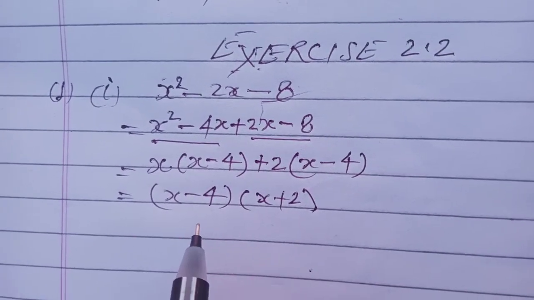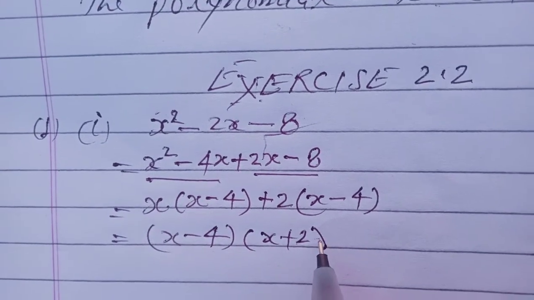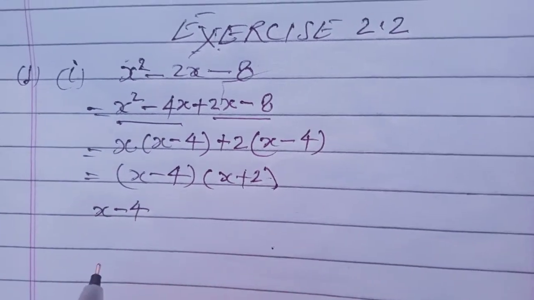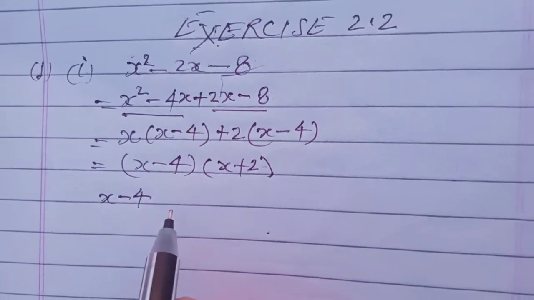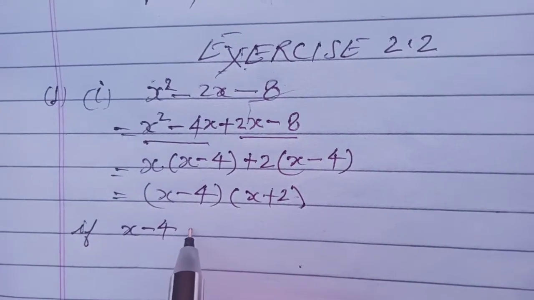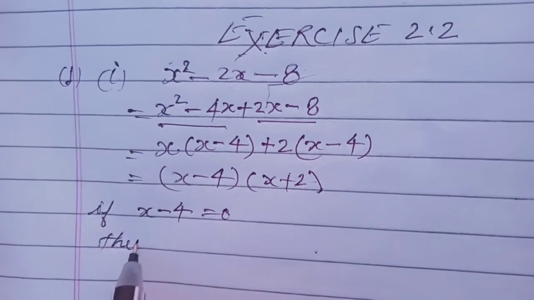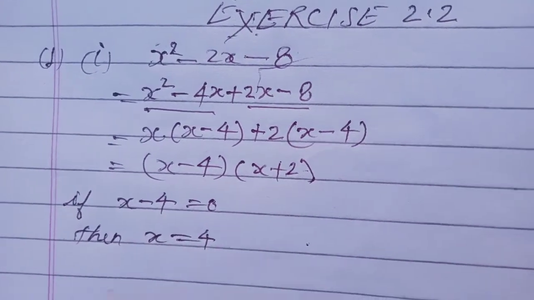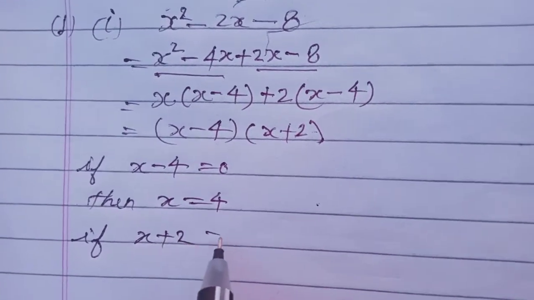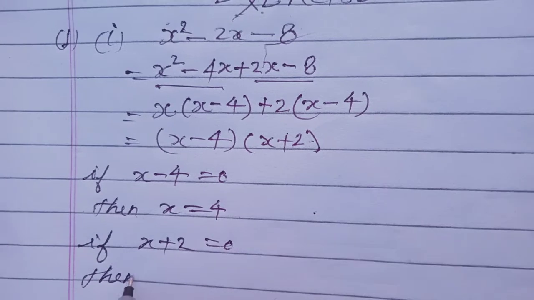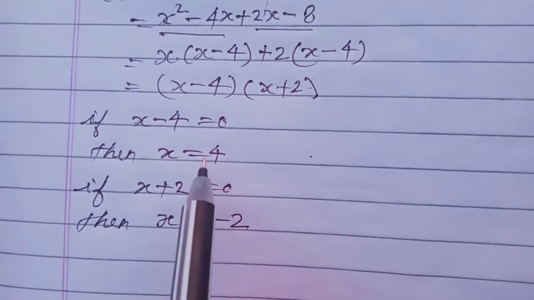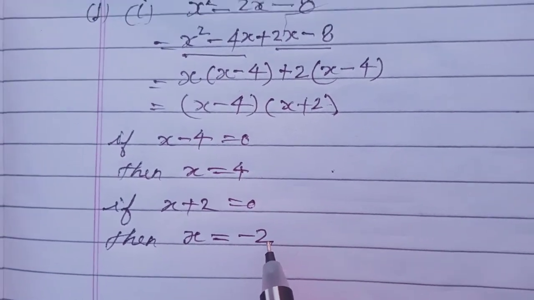So we have to find the zeros. If the value of this is 0, then if x minus 4 is equal to 0, then x is equal to 4, this is one zero. If x plus 2 is equal to 0, then x is equal to minus 2. So the two zeros are alpha is equal to 4 and beta is equal to minus 2.